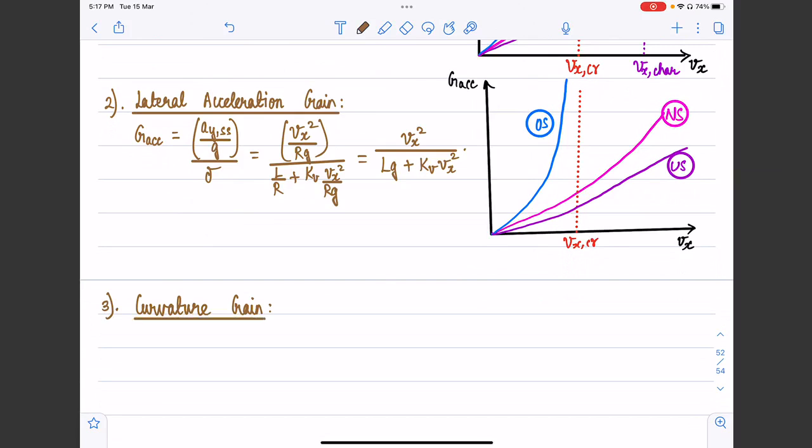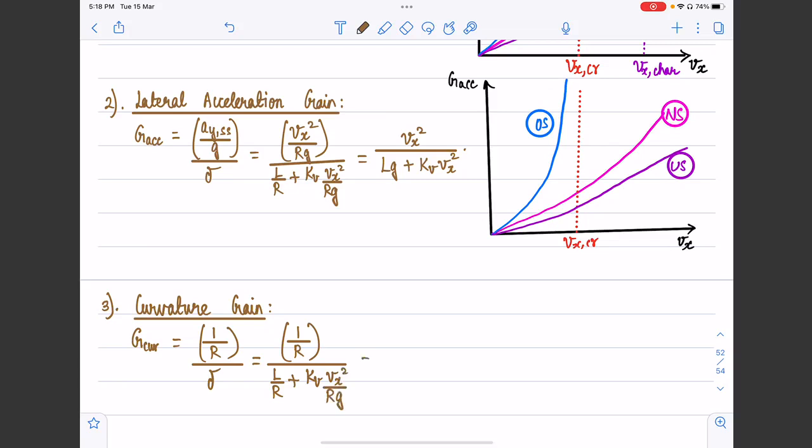So then people also look at curvature gain. Once again, this characterizes the curvature. So you consider the curvature gain GCUR. As we discussed, the curvature is the reciprocal of the radius, so it's going to be 1 by R. And the input is anyway delta. So we have 1 by R in the numerator, and delta is going to be equal to L divided by R plus Kv Vx squared divided by Rg.